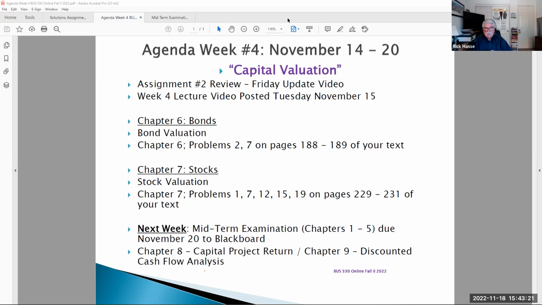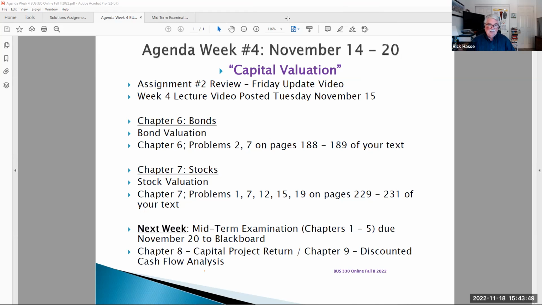More on the midterm examination in a bit. First of all, I'd like to talk about the topic of this week, capital valuation, bonds and stocks. And before that, a quick review of assignment number 2. The solutions and grades are posted in Blackboard. And let's just review a couple of key parts of that, which you'll need to use in your midterm examination and also in future work ahead in this class.